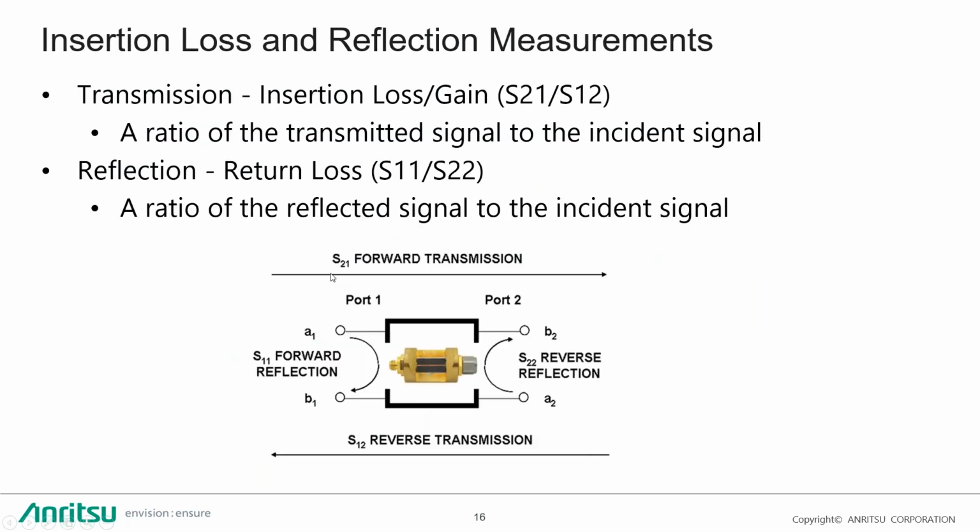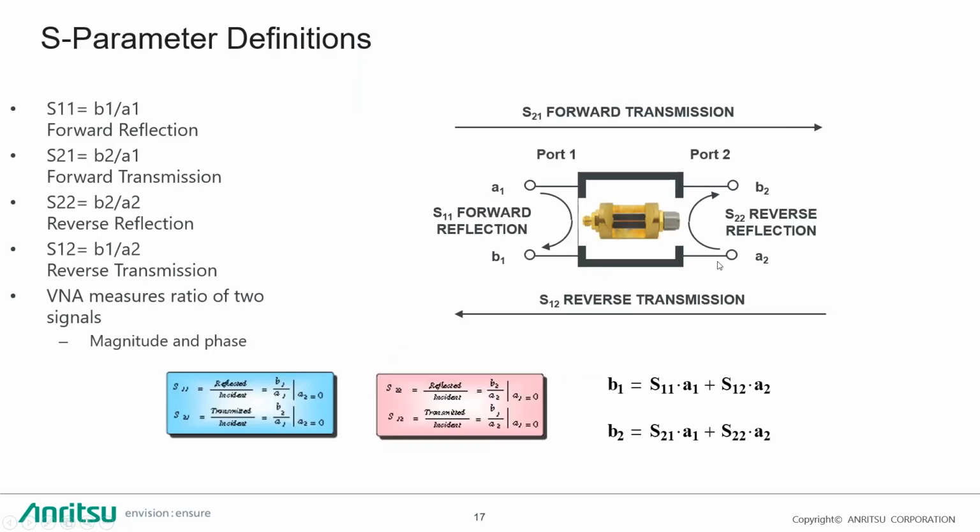And just as a refresher, so that we understand what our S parameters mean, S21 is our forward transmission, S12 is reverse transmission, S11 is our forward reflection, and S22 is our reverse reflection. And here's some definitions if you actually want to understand how the VNA is performing the math for the ratio. You can look at all of these as well.